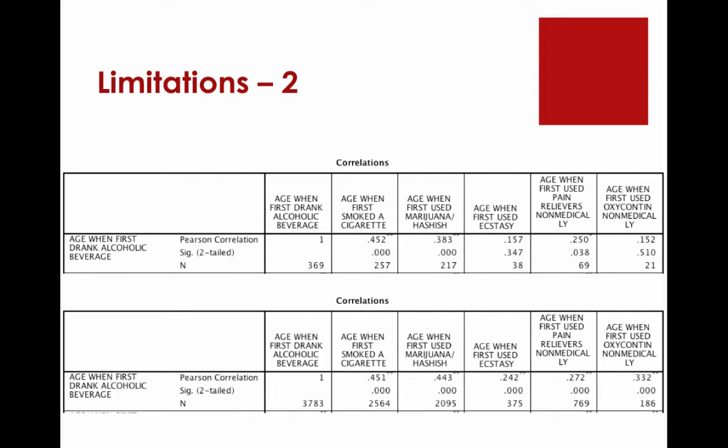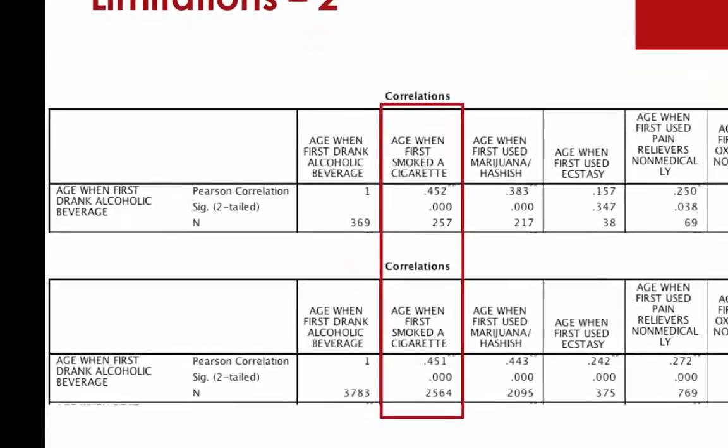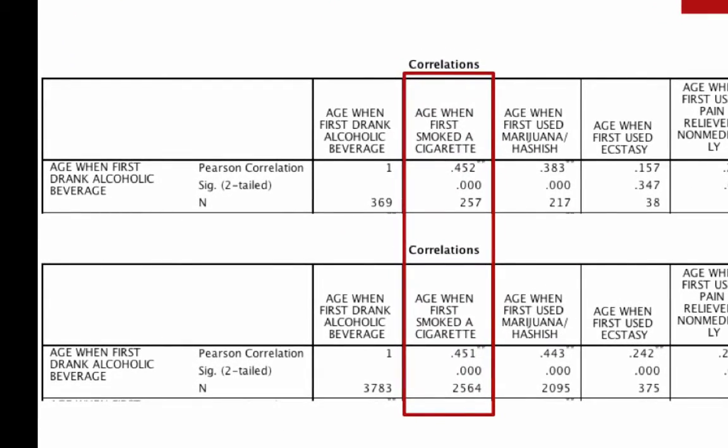So let's take a look at these two correlation matrices to help illustrate this limitation. Both of these tables have the exact same variables, alcohol and all of the other substances. The only difference are the sample sizes for each one. The second table, the bottom here, has about 10 times more the sample size. So if we're looking at alcohol and cigarettes, well, we see that the correlation coefficient relatively stays the same in terms of strength and direction: 0.452 when we have 257 people compared to 0.451 when we have 2,564 people. But take a look at the p-value. Look at that significance. Didn't change much.